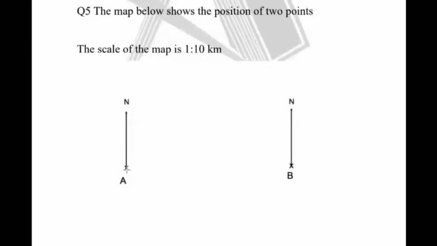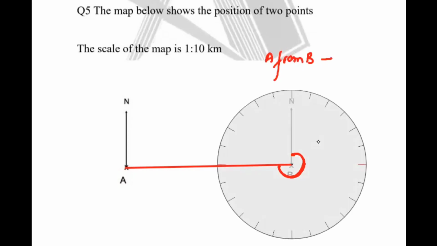Now part B says you have to calculate the bearing of A from B. So for that, the first thing is we have to join them together. That should be our priority. Then bearing of A from B. From B, that means at B, we have to draw a line pointing towards north, and from there we need to move clockwise until we reach A. This whole angle is going to be my bearing of A from B. So let me measure this one. This is 269 degrees. So bearing of A from B is 269 degrees.